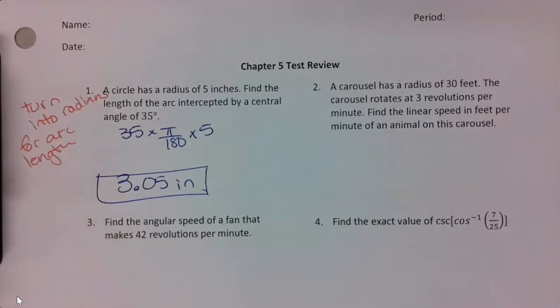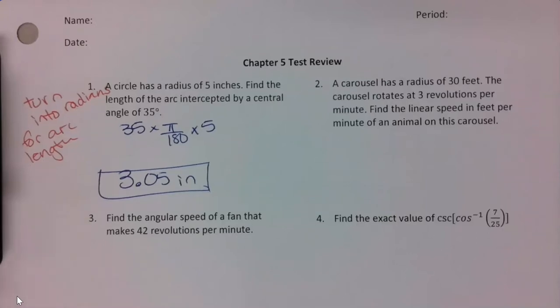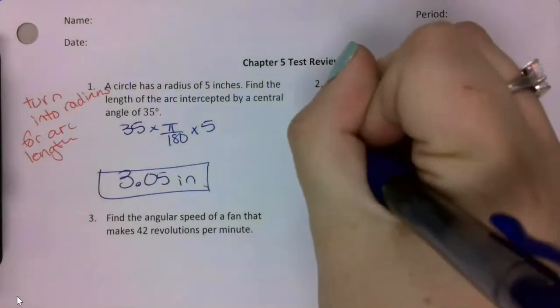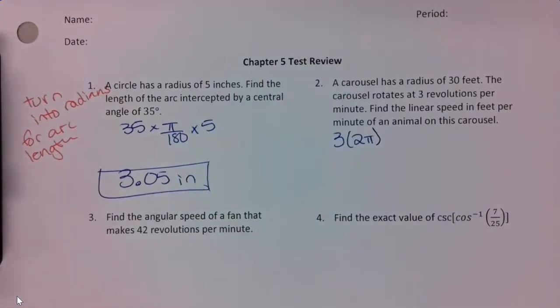Number 2 tells me a carousel has a radius of 30 feet. The carousel rotates at 3 revolutions per minute. Find the linear speed in feet per minute of an animal on this carousel. So, the first thing I want to do is I know it's taking 3 revolutions, so I'm going to take 3 and multiply by 2 pi, because every time it goes around, it is doing a complete circle.